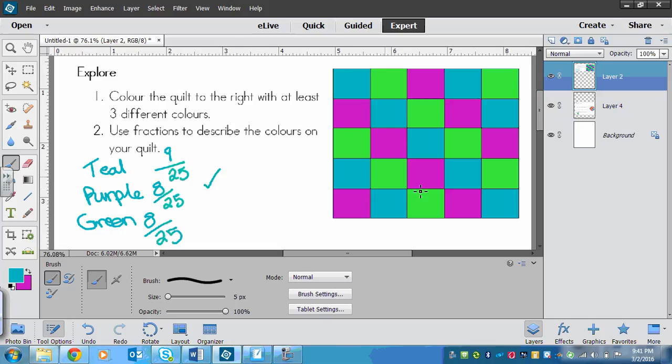Now yours could look completely different, but what you definitely need to have in your answers is a fraction for each color. And the denominator, the bottom number for each one, needs to be 25 for you as well. Okay.